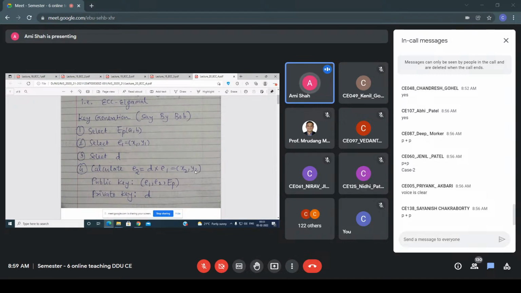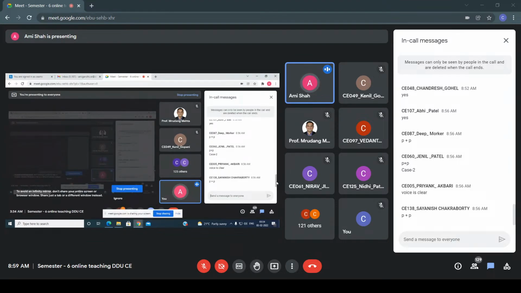Okay, now once the E2 point is generated, you can say that on both sides the 2 keys are generated, public key and private key. So which are the public keys? E1, E2 and P, these are the public keys. And what is the private key? D is the private key, right? Now up to this, clear, everyone, what I have done up to key generation? Please let me know, everyone. In implementation, what you have to do, is the flow clear up to this?